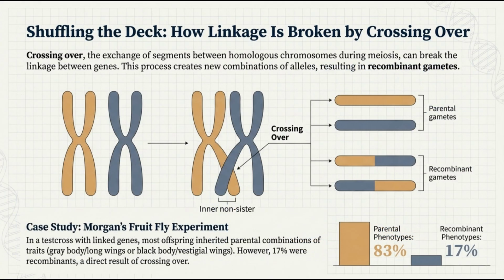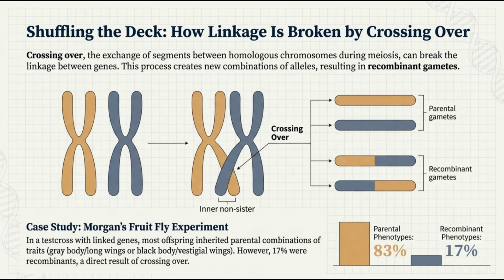They don't always travel together. The mechanism that breaks that linkage is called crossing over, which happens during meiosis. It's the physical exchange of segments between homologous chromosomes. The chromosome strands literally swap chunks of genetic material, creating a hybrid chromosome.